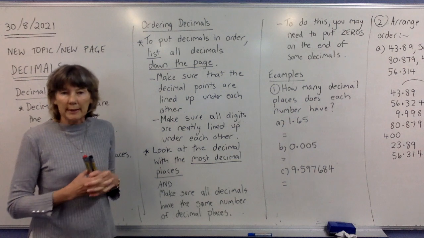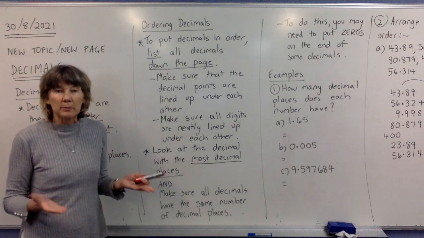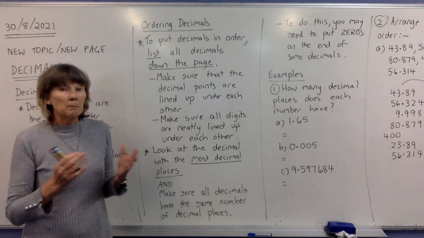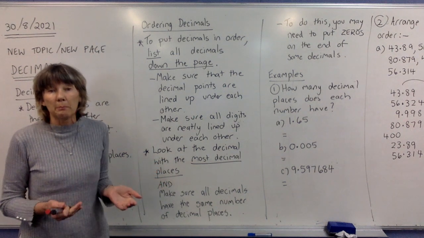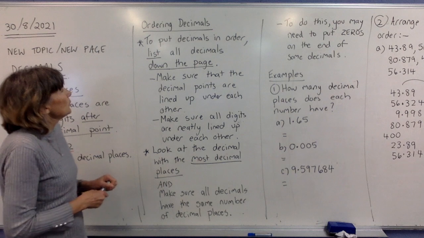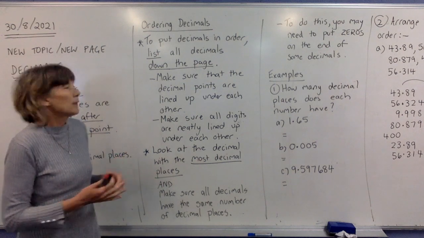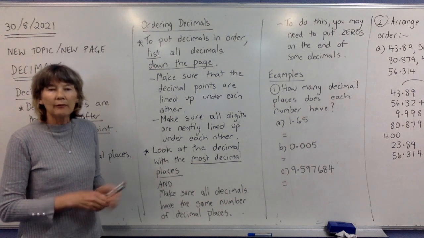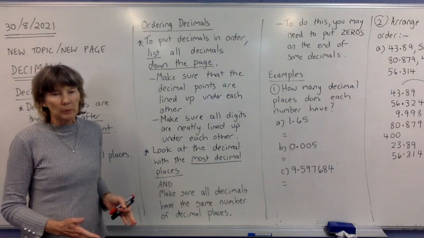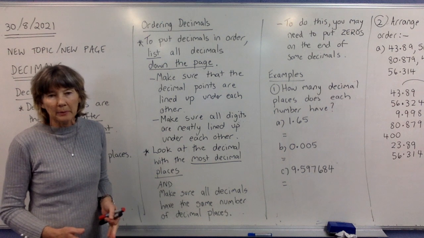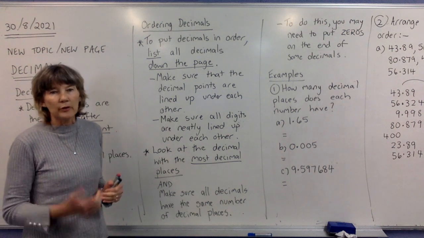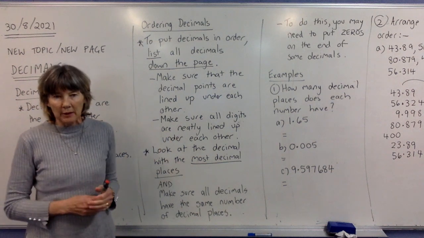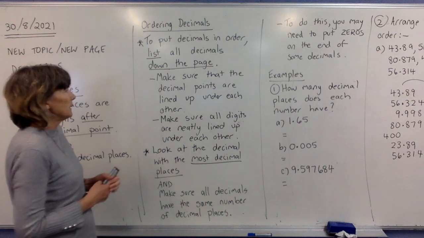Now, when we're ordering decimals, we might want to know which decimal's bigger than another one, which decimal's smaller than another one. Maybe I give you 4 or 5 decimals and say put them in order. So when we want to know which one's bigger than the other, we've got to list all the decimals down the page. We are very used to looking down the page with maths. We do all our working down the page, and it's much easier for you to see things when they're down the page than writing them across the page. And you'll see what I mean by that in a minute.